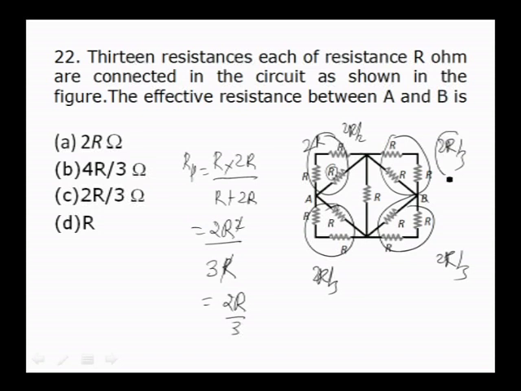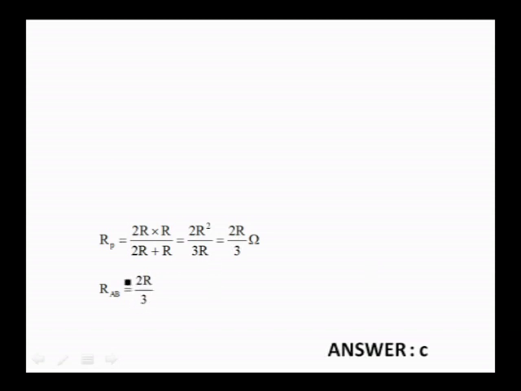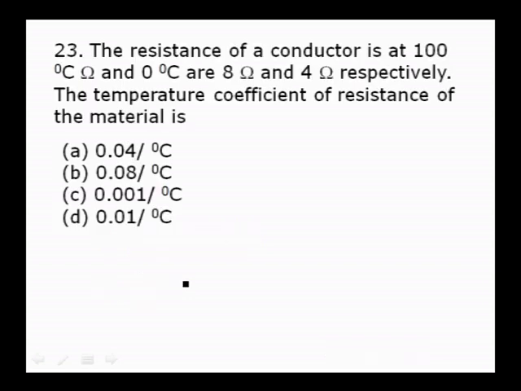Okay, 2R divided by 3 is the correct option. Or else you can also follow the effective resistance. This is series and this is in series, effective resistance. This will take a long step. I will show that step also. This is the effective resistance calculated, that is 2R divided by 3. Then the final answer is 2R divided by 3 ohm. The correct answer is equal to C.